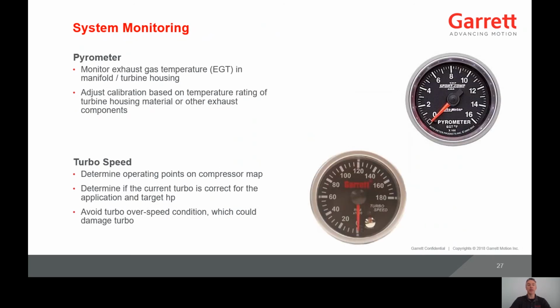Two other commonly monitored parameters are exhaust gas temperature, EGT, and turbo speed. Monitoring EGT allows the engine calibration to be adjusted based on the temperature rating of the turbine housing material or other exhaust components, which affect component durability. Monitoring the turbo speed enables you to calculate operating points to plot on a compressor map and determine if the current turbo is correct for the application and the target horsepower. More importantly, it helps avoid a turbo overspeed condition, which can damage the turbo.